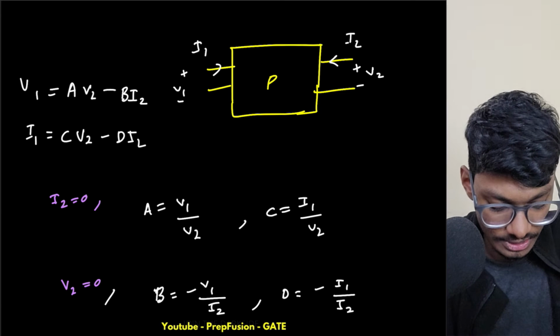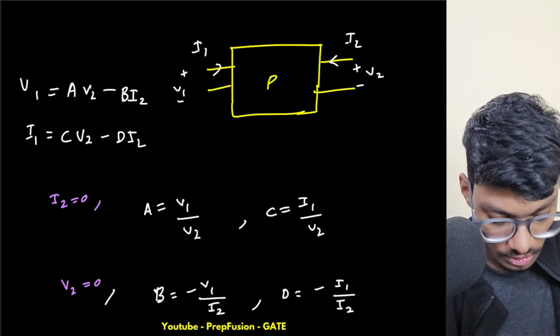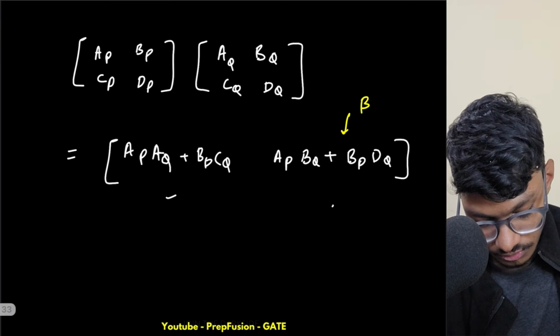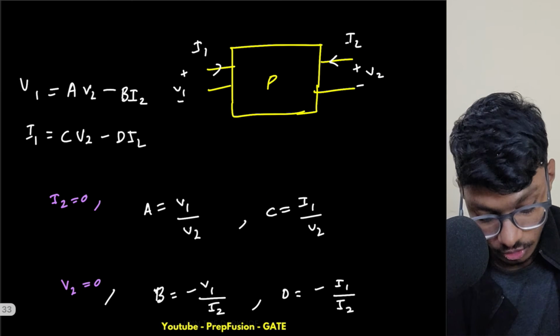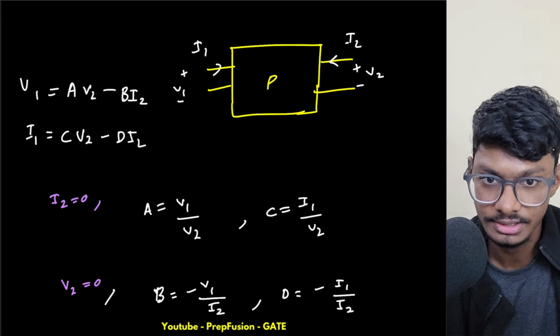So I am interested in these, so I will always try to make either I2 0 or V2 0, for A, B and D. Not for C, sorry. I'm not interested in C.